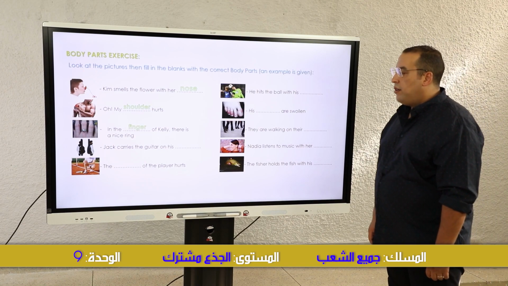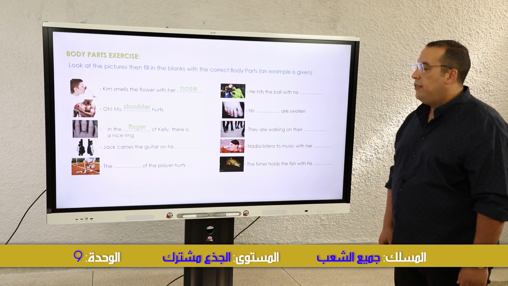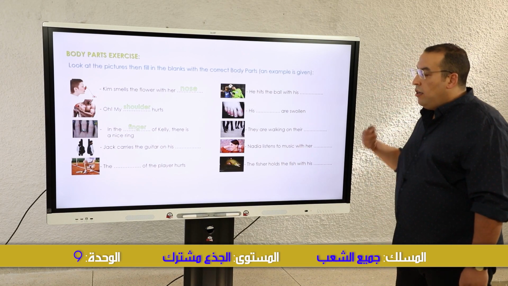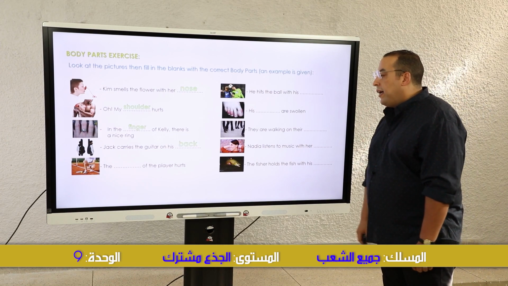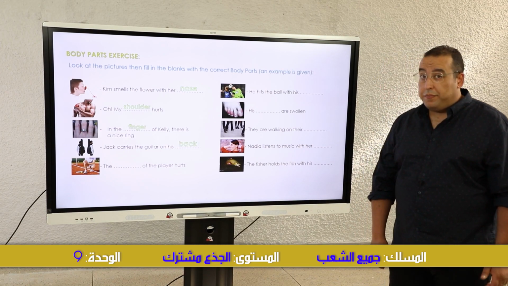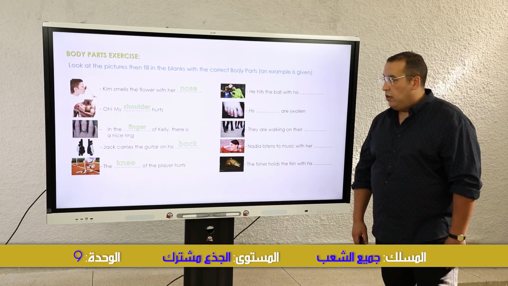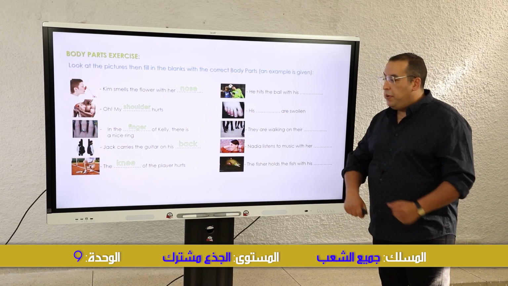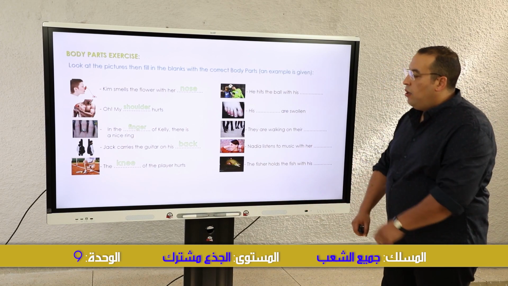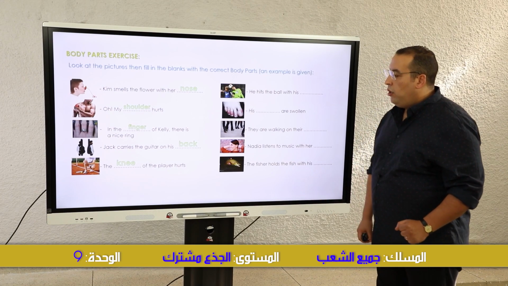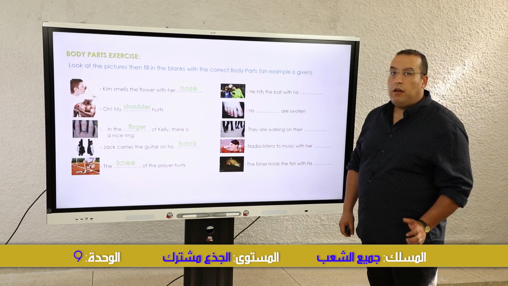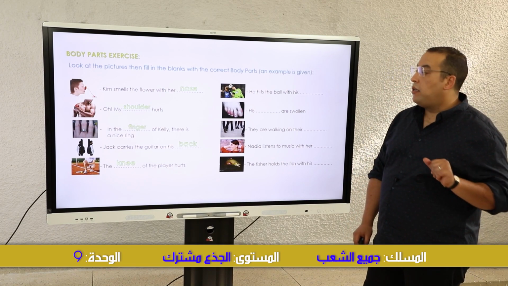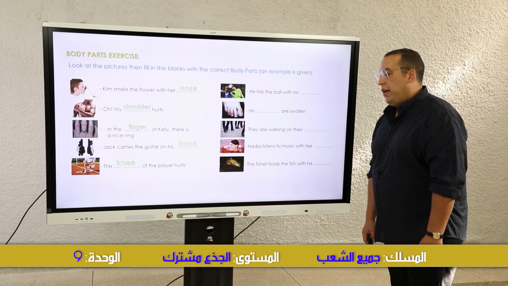Number three, in the finger of Kelly there is a nice ring. Jack carries the guitar on his back. The knee of the player hurts. Please remember that in English, in general, when a word starts with K and N, we don't pronounce K. We pronounce N only.